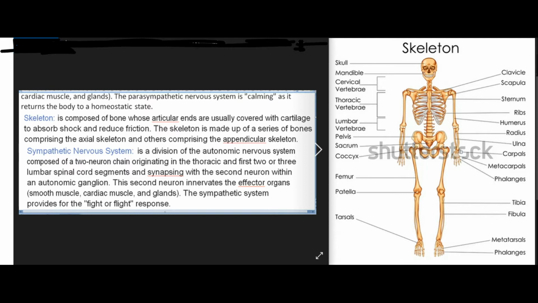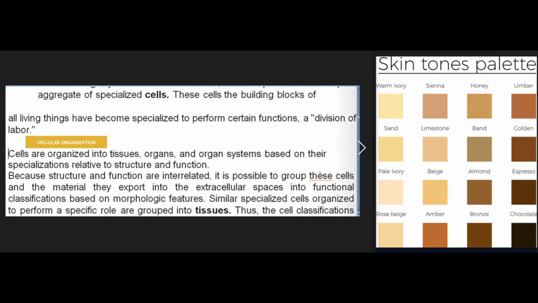This second neuron innervates the effector organs: smooth muscle, cardiac muscle, and glands. The sympathetic system provides for the fight or flight response.